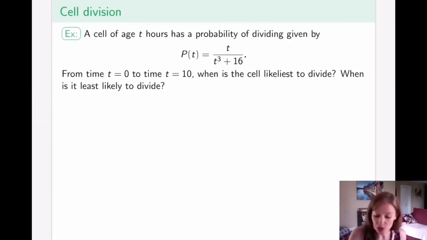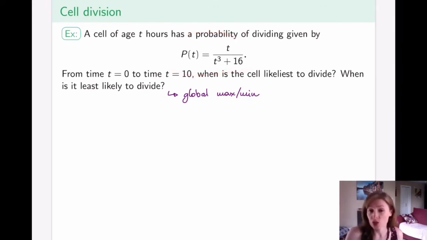We are given this function that describes the probability of a cell dividing. And we're asked, between times 0 and 10, when is the cell likeliest to divide and when is it least likely to divide? So what we're actually asked to find here is the global max and global min of this function. Again, that means all we have to check are critical points and endpoints. The endpoints in this case are given to us, 0 and 10. Critical points we still have to find.